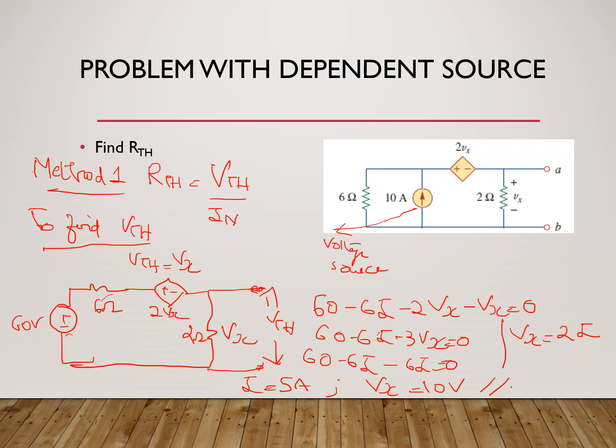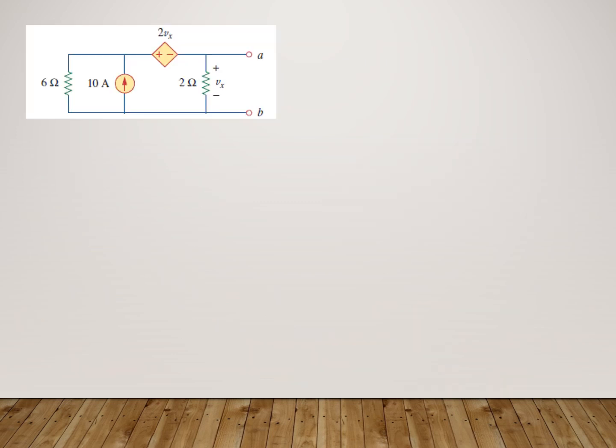Now the next part, where I find IN. We have found VTH already. Now we have to find I Norton. I Norton is the short circuited current, which means if I short circuit these load terminals, the current flowing through it is Norton's current. At the same time, we know if I short this out, the 2 ohm gets short circuited. So to find IN, I'm short circuiting.